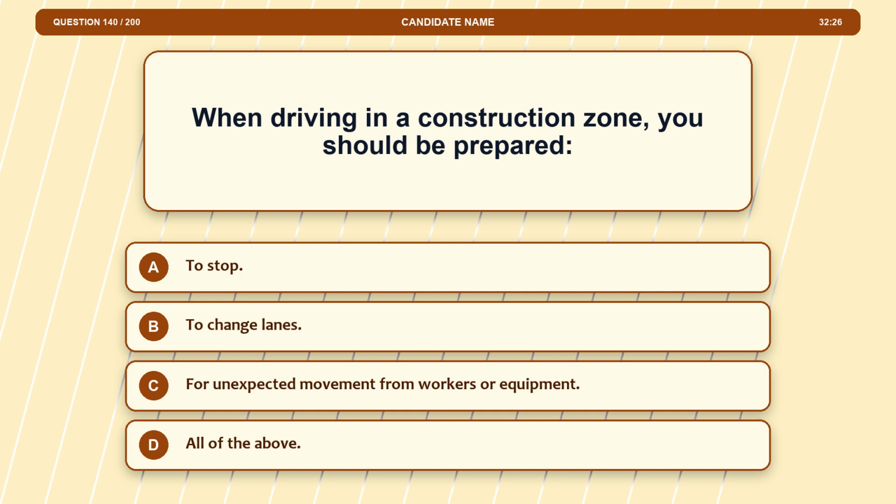Question 140. When driving in a construction zone, you should be prepared: Option A. To stop. Option B. To change lanes. Option C. For unexpected movement from workers or equipment. Option D. All of the above.